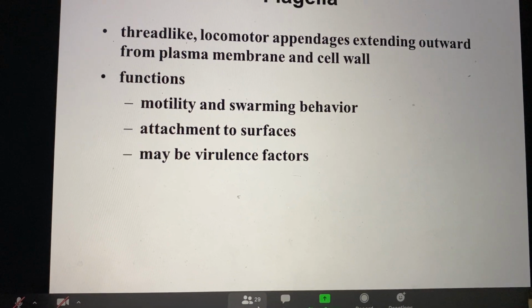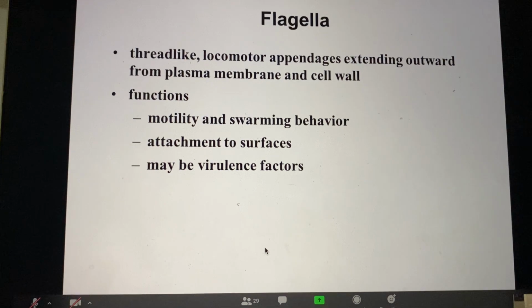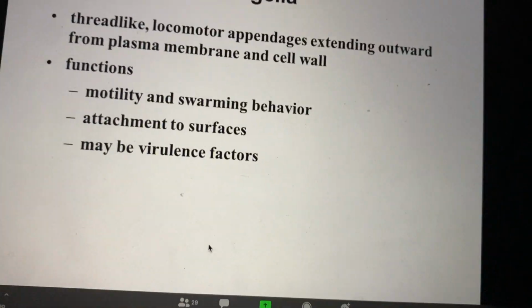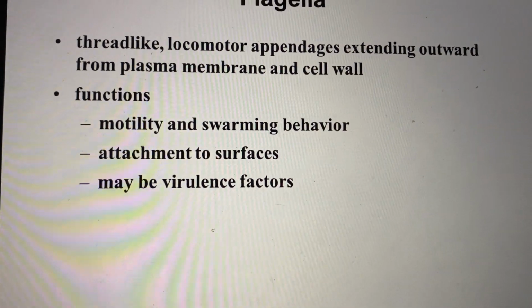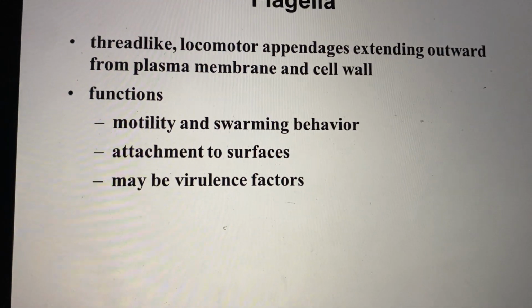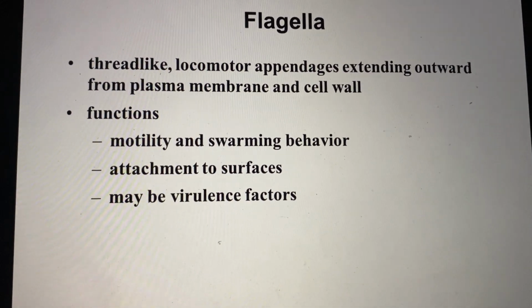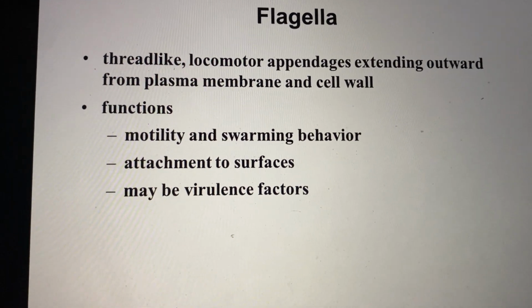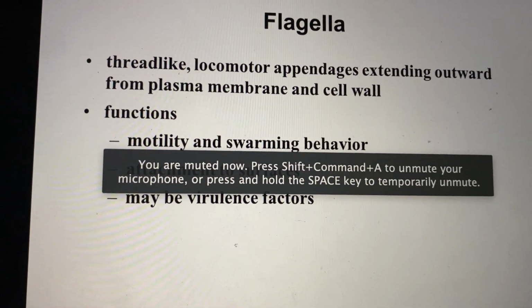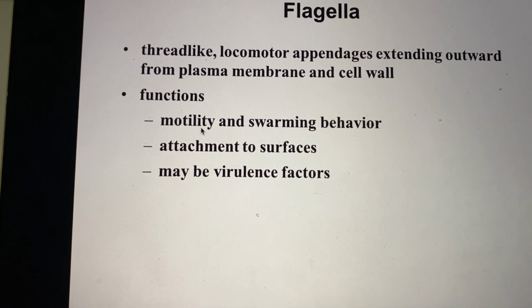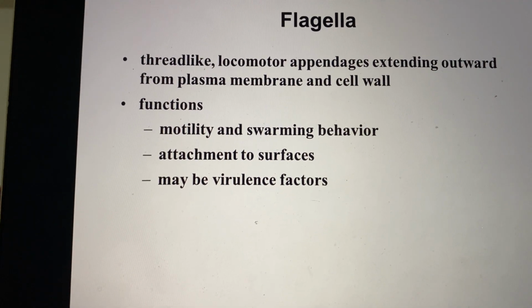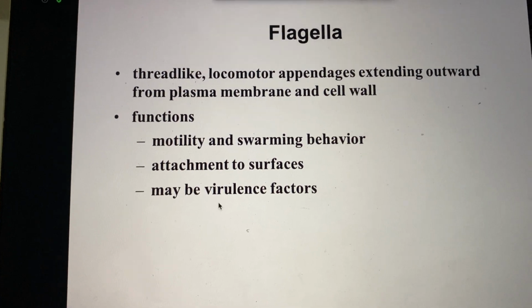The word virulence is, of course, the measure of pathogenicity. A bacterium may be pathogenic, but it becomes more virulent if it has some of these virulence factors. For example, a capsule production is considered to be a virulence factor. In some cases, the flagella may also be considered a virulence factor, meaning a pathogenic bacterium may become more virulent if it has these special flagella.